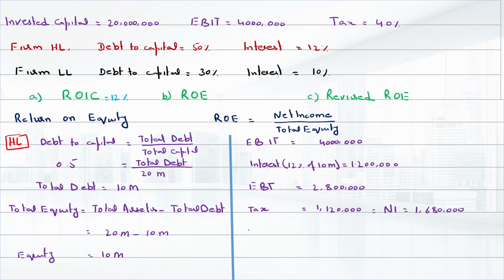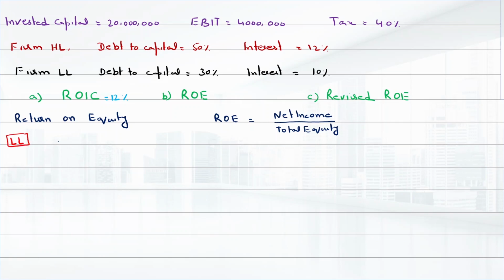So finally the return on equity is net income, that is 1.68 million, divided by total equity, that is 10 million. So return on equity will be 16.8%. By performing the same procedure, we will find the return on equity for the LL company.